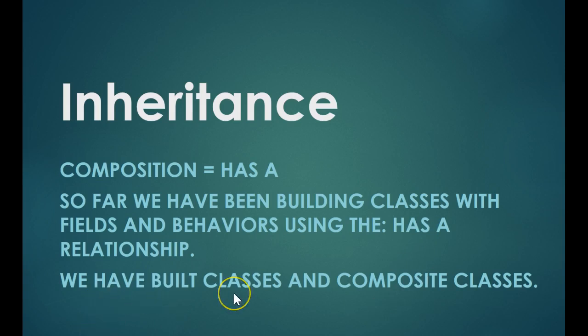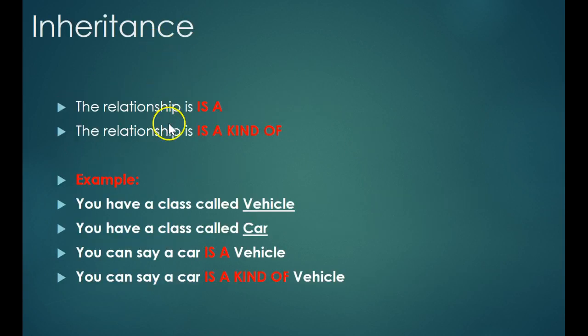We have built classes and composite classes. A composite class is a class made up of other classes, or a class with user-defined data type fields. So that's what we've done so far. Now it's time to introduce the concept of inheritance. Inheritance is this type of relationship.